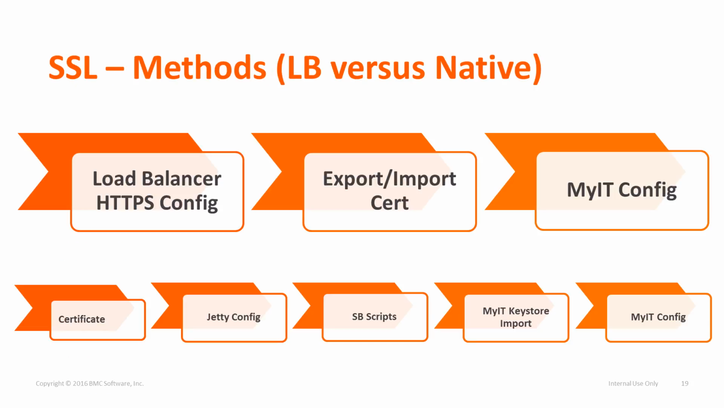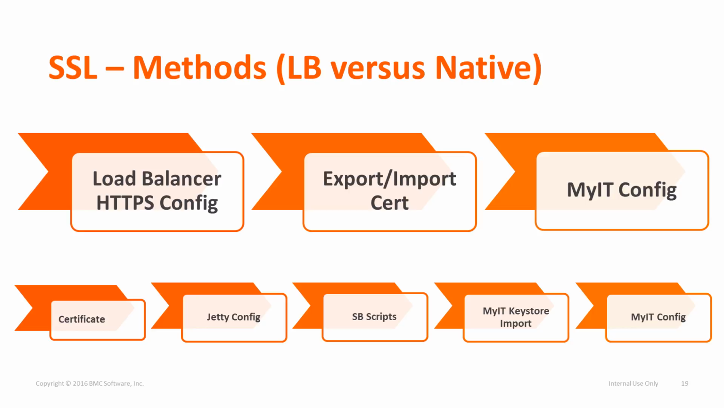So moving on to SSL, there's 2 methods to set up SSL. There's a simple method by using the load balancer, and then there's the native configuration that we'll have to set up with Jetty. As far as the load balancer is concerned, all we need to do is set it up on the F5 or whatever load balancer tool you're using, and then we export it and import the cert onto the MyIT side, and finally we configure MyIT.